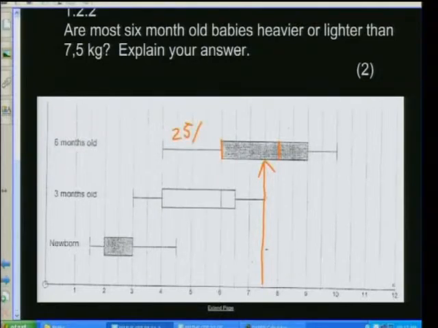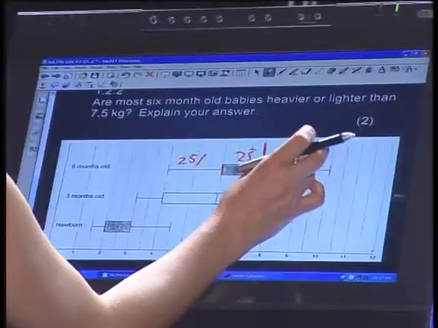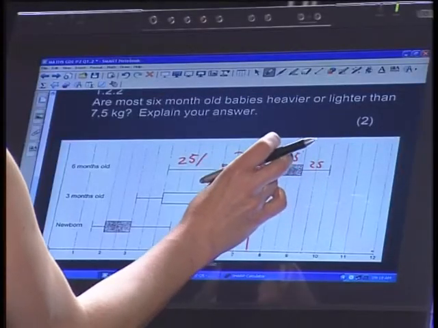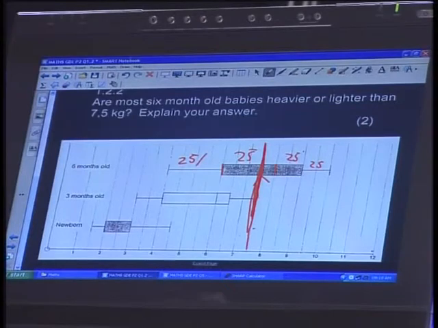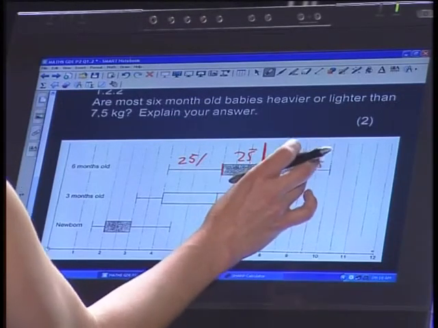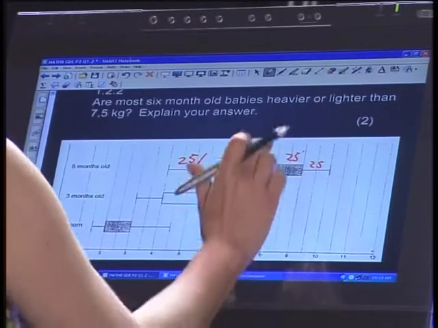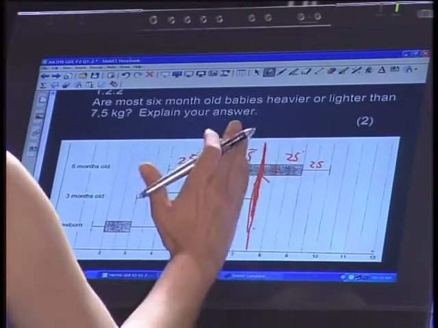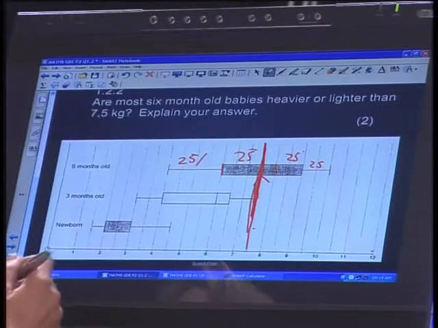25% here, 25% up to my median, and 25%. So if I look at the 7.5 kilogram line, I can see that 25%, 25%, and some change is more than the 7.5 kilogram mark. So yes, it is, and that's because 25% is in the upper quartile, 25% is in the next quartile, and a portion of the second quartile is also above the 7.5 kilogram line.